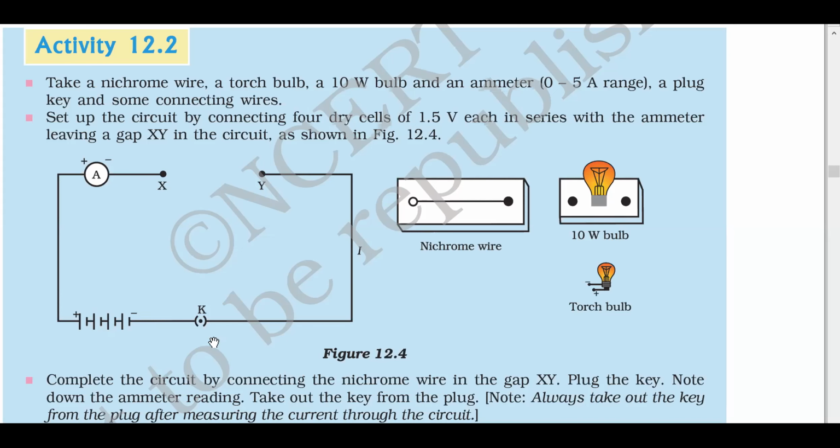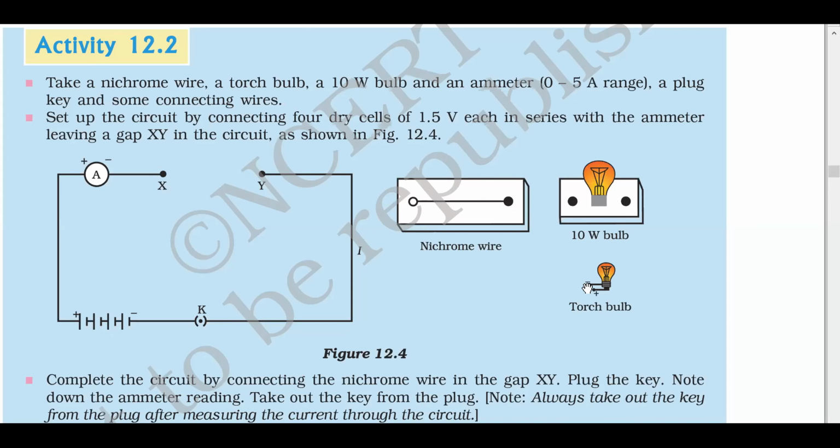This is an ammeter and this is a key. A gap XY is left. In this gap, what we will do? We'll connect nichrome wire, we will connect a 10-watt bulb and we will connect a torch bulb. पहले nichrome wire connect किया. Connect करने के बाद we will take the ammeter reading. Okay, note down the ammeter reading.